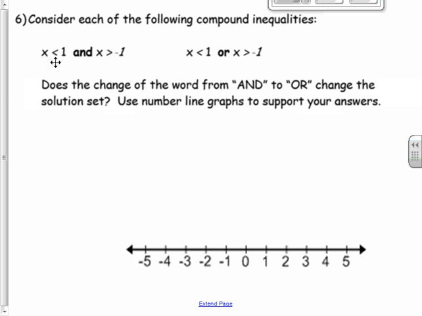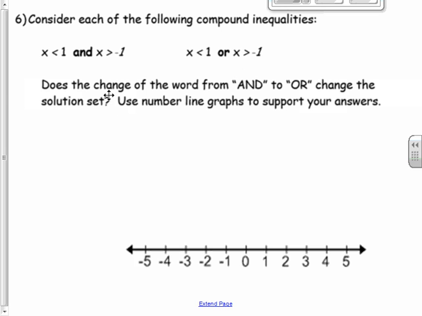The first one reads x is less than 1 and x is greater than -1. Remember, for inequalities that are joined by and, both parts must be true for the entire statement to be true. The second one we're given looks almost identical, except that the word joining them is or. And remember, in inequalities that are joined by the word or, only one of the two of them needs to be true in order for the entire statement to be true.